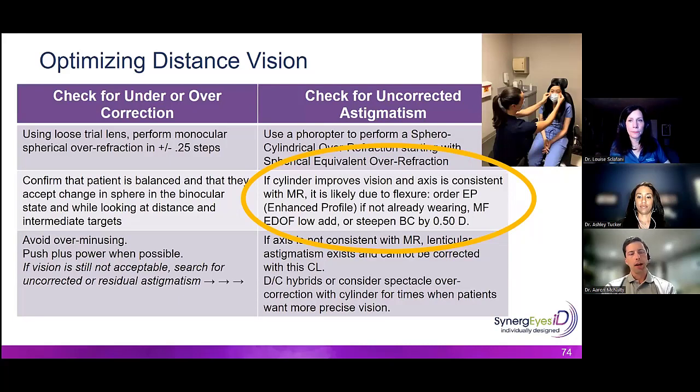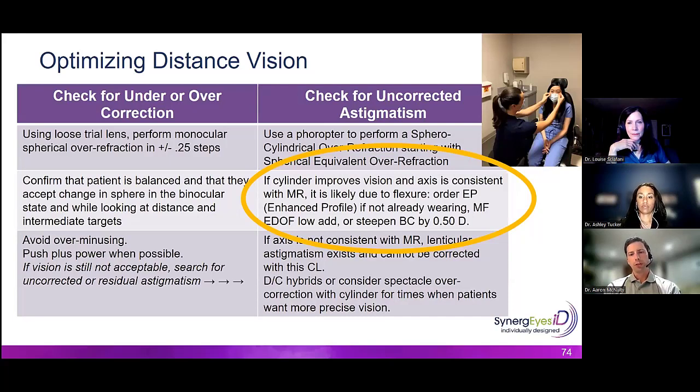If we do not have a satisfactory over-refraction with sphere, then we'll look for residual astigmatism. And this is where, for me, I shamelessly lean on the consultants. The consultants know any given lens 100 times better than I do. So with questions of residual cylinder or anything like that, do we need an enhanced profile? As Louise said, enhanced profile is basically a thicker gas permeable lens.